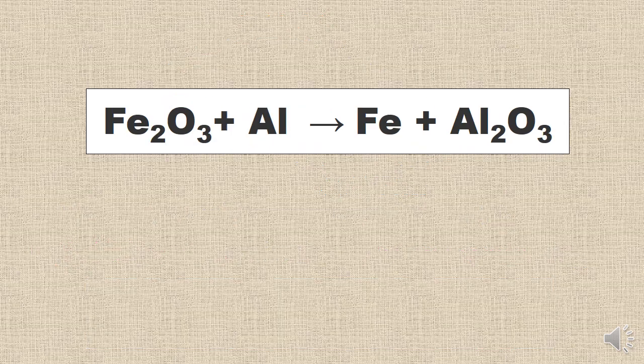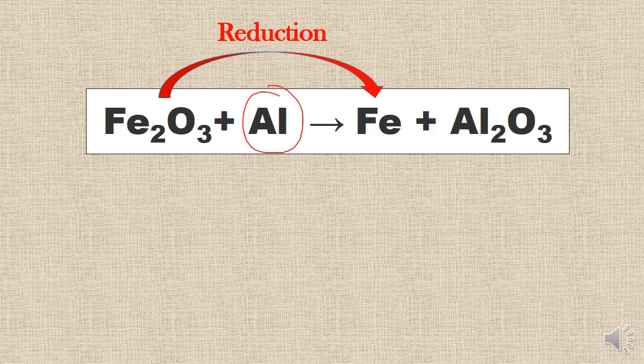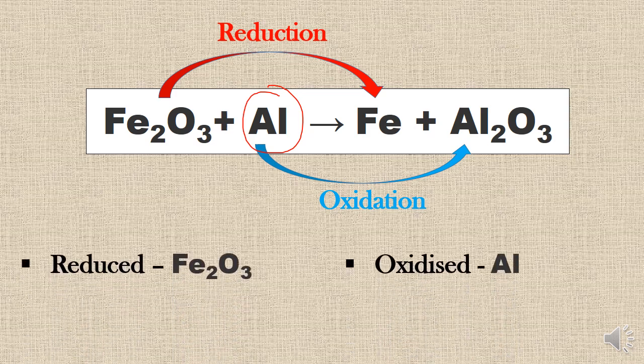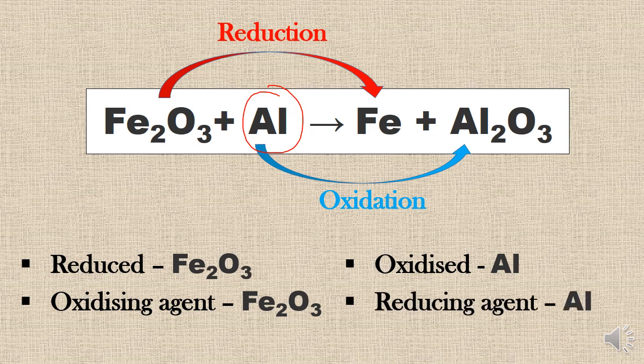Moving on to the next reaction. Here, iron oxide reacts with aluminium, and after the reaction, oxygen is removed from iron by aluminium. So iron oxide is being reduced here and aluminium is the reducing agent. Again, after the reaction, oxygen is added to aluminium, so aluminium is being oxidized, and since iron oxide is providing its oxygen to aluminium, it will act as an oxidizing agent.